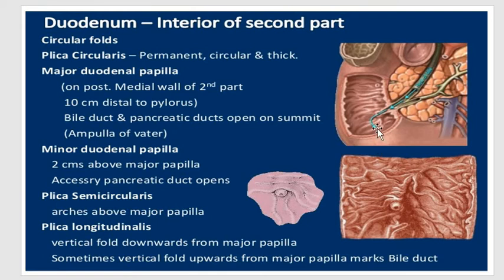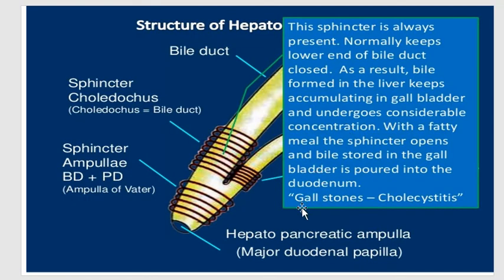So what is the major duodenal papilla, what is the minor duodenal papilla? It means the minor is above the major, because this is 8 to 10 centimeter distal and this is 6 to 8 centimeter distal to the pylorus. And which ducts open here, that is important. Now you can see here, this is the major duodenal papilla.